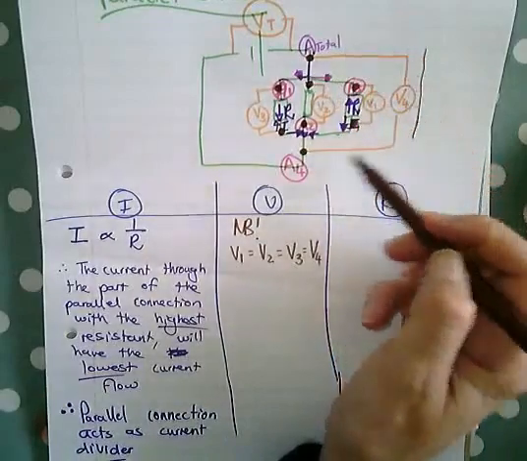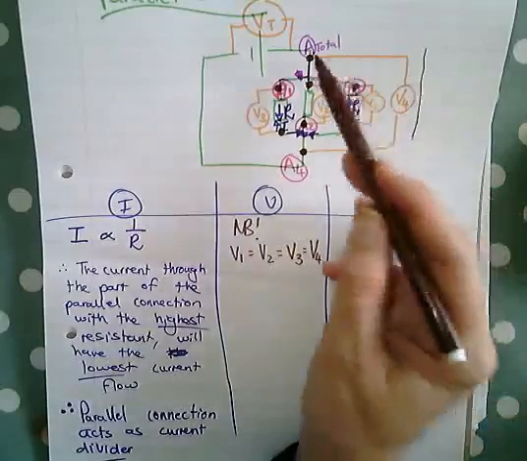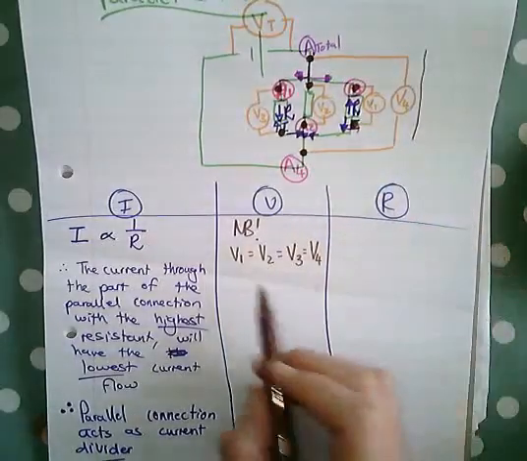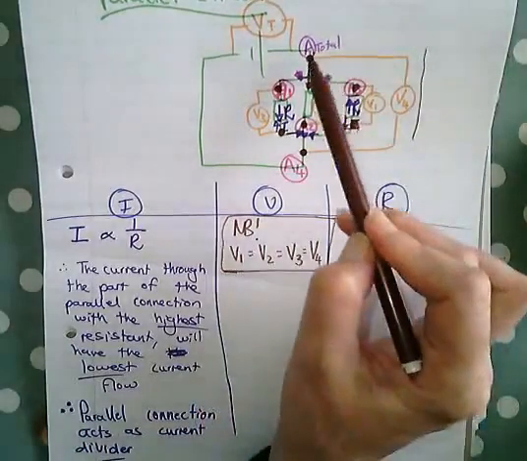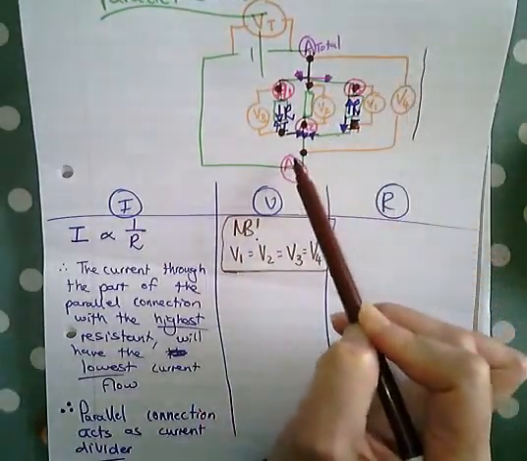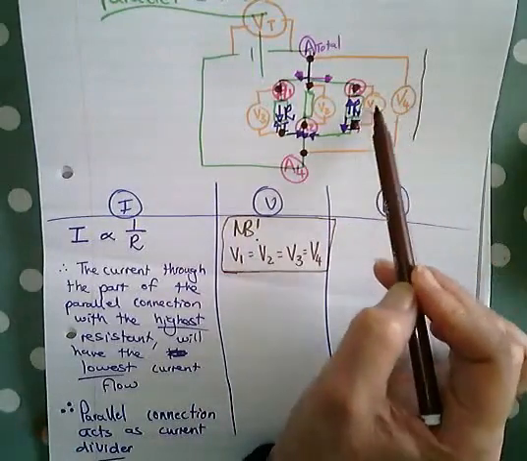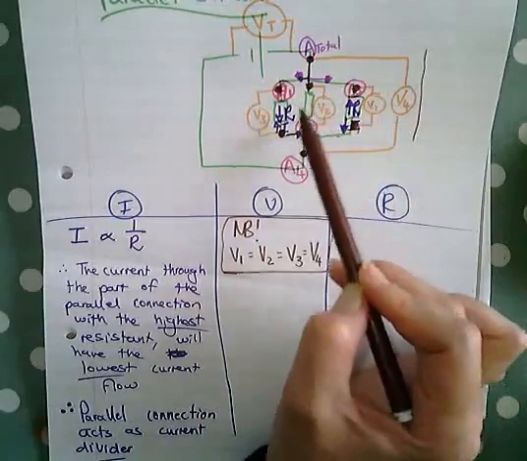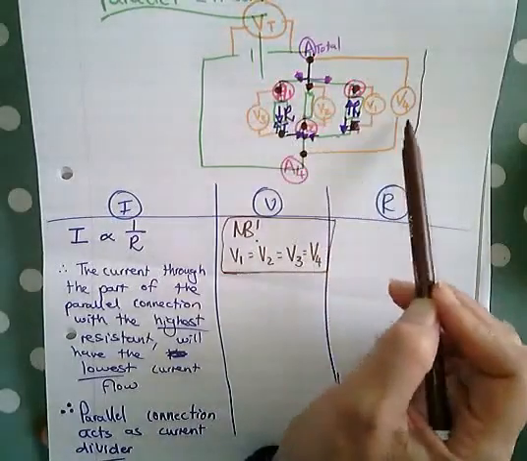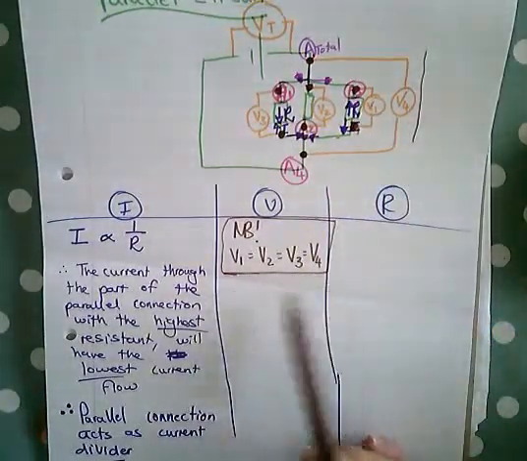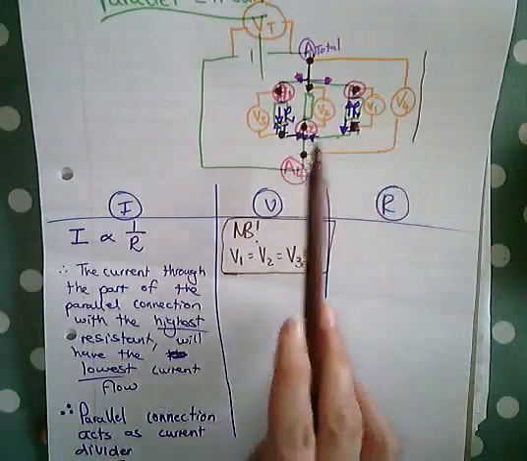Okay. So in a parallel connection, the whole connection's potential difference is equal to the potential difference of each individual one, and each individual one is equal to each other. So they are all equal to each other, not equal to the total of them. They are the same. This is important for you to take note.